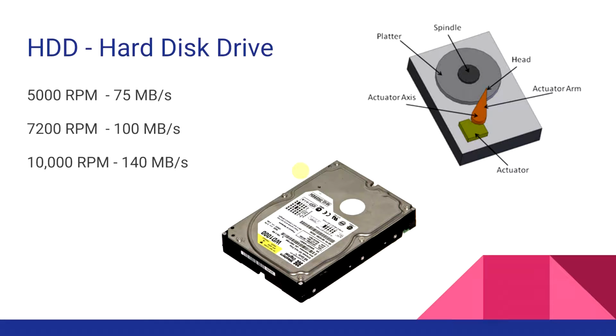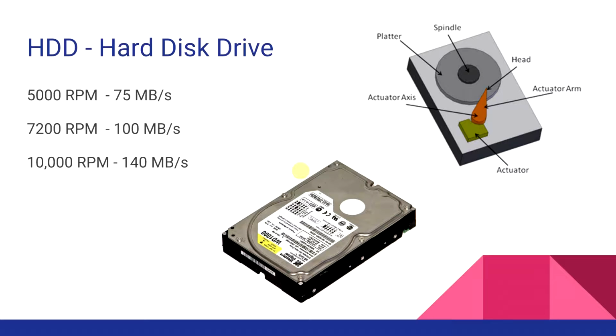The first choice we have is an HDD, a hard disk drive. This is one of the oldest types of drives that are still used today. And basically you have three different major speeds that you can choose from. You've got your 5,000, 7,200, and 10,000 RPM hard drives. Now these run at anywhere from 75 to 140 megabytes per second.